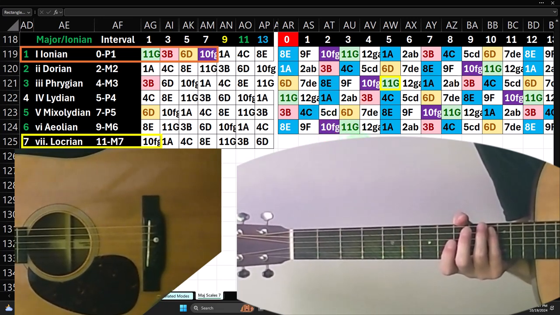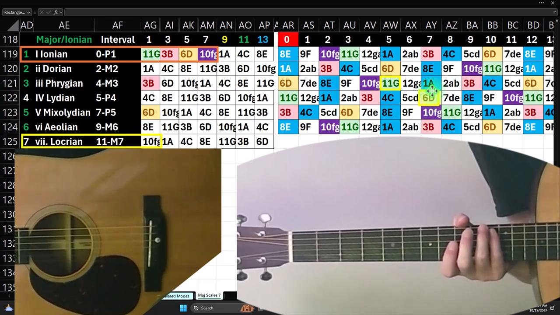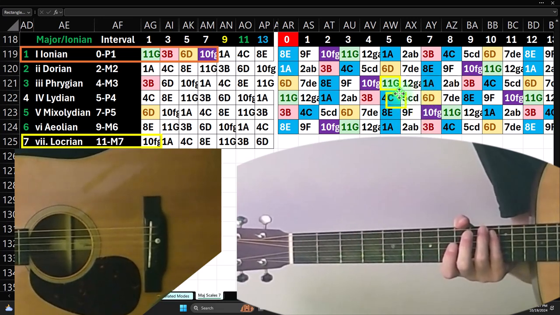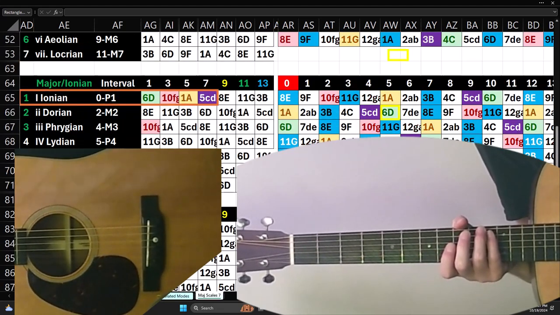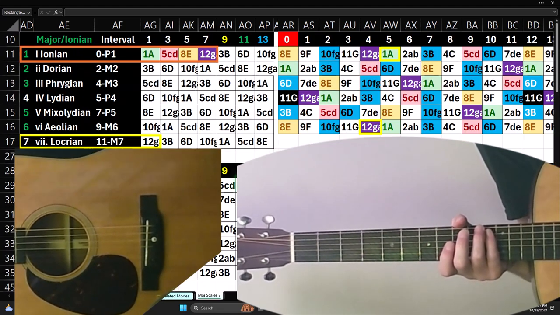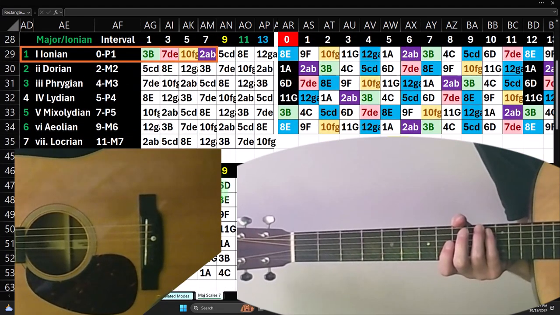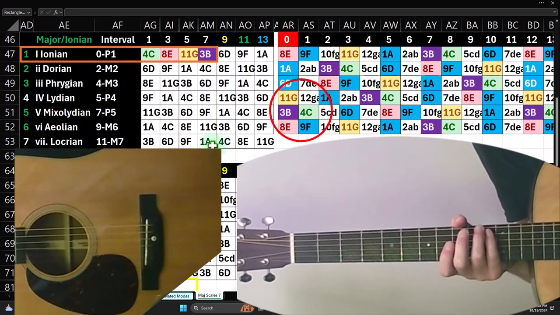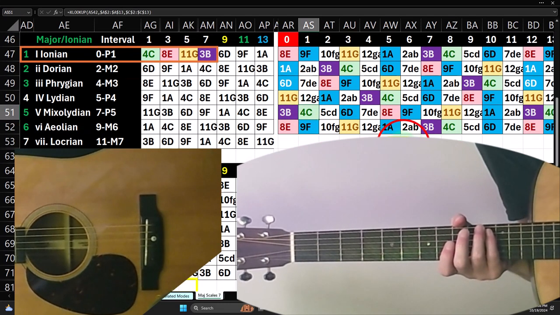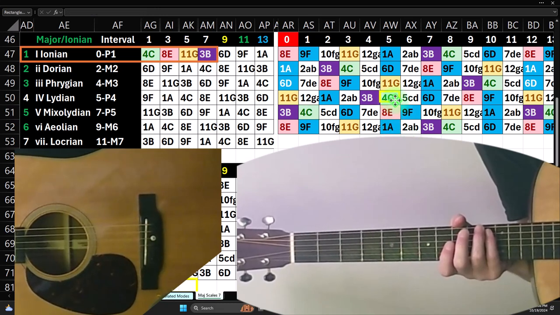All right, let's do the next one. Let's do the C. Where's that? C is up here. There we go. Okay, so now let's say we're in C major. I'm looking at this C. This is the one we're most used to, or I am.